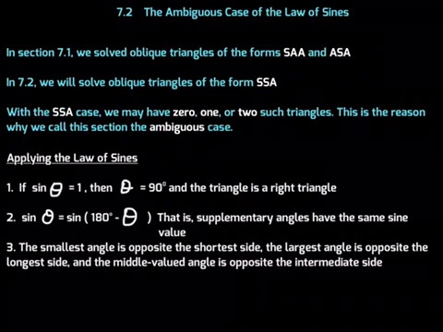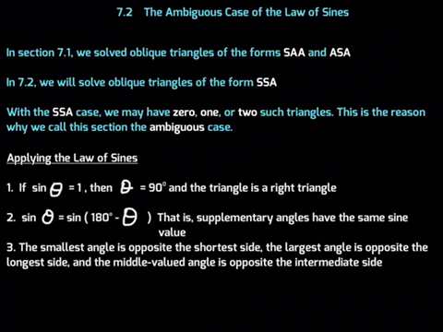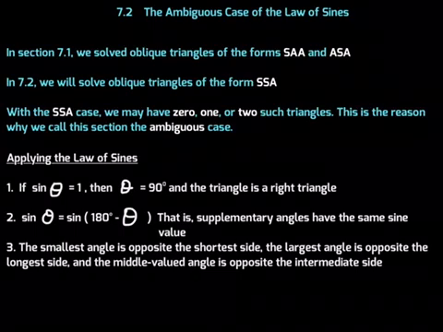Sine of theta is equal to sine of the supplement of theta. Like, for example, sine of 30 degrees is equivalent to sine of 150 degrees because 30 and 150 are supplements. Sine of 45 degrees is equal to sine of 135 degrees, and so forth. Supplementary angles have the same sine value.